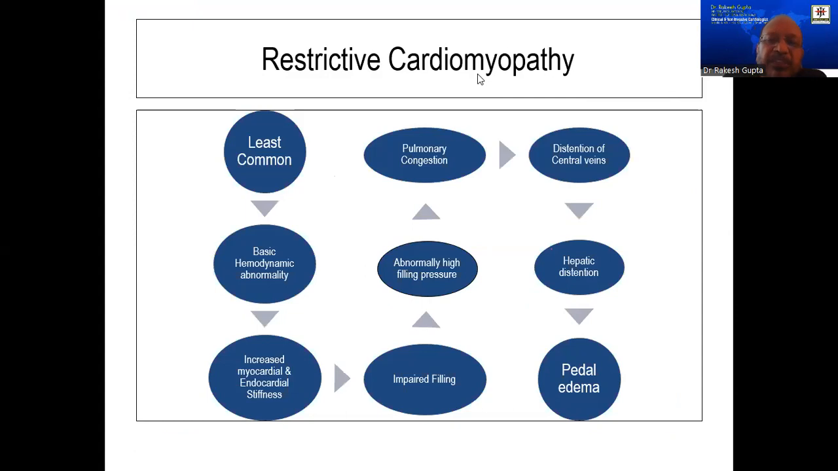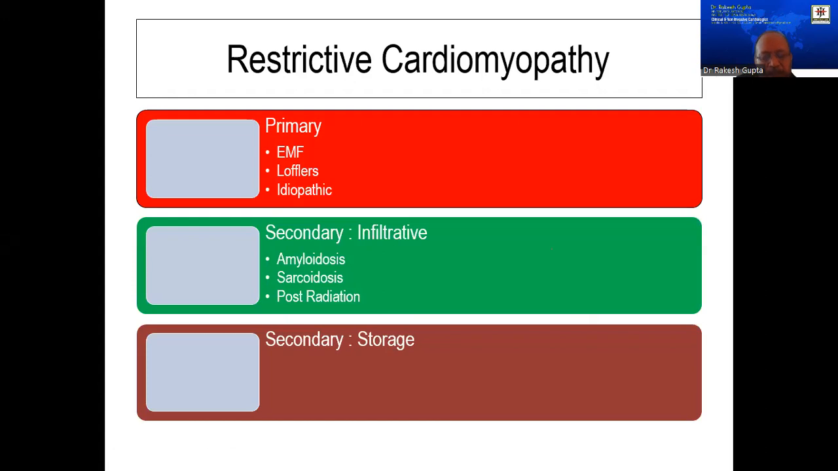Restrictive cardiomyopathy is very rarely seen. The basic hemodynamic abnormality is increased myocardial and endocardial stiffness, leading to improper relaxation, which leads to impaired filling of the LV. With impaired filling, abnormally high filling pressures develop, so the LA pressure becomes high, leading to pulmonary congestion, distension of central veins, hepatic distension, and finally pedal edema. So this is the sequence of development of pedal edema in this population.